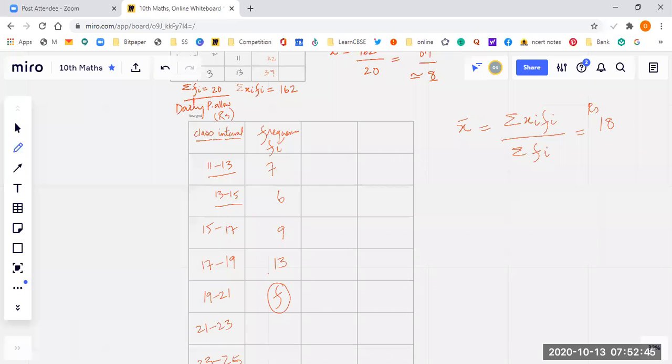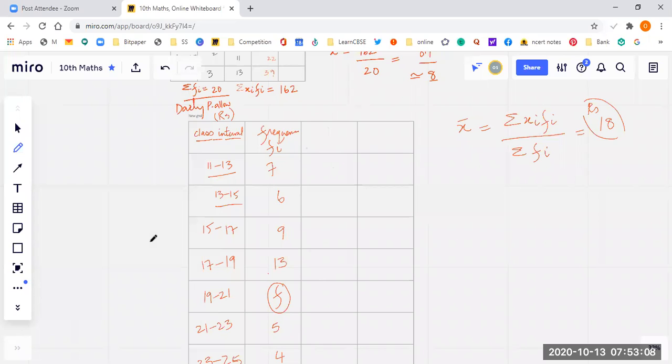Means in this locality, if somebody asks how much money is given to every student, you can roughly say 18 rupees is given to every student. Okay, this is the meaning of mean. Then the frequencies are 7, 6, 9, 13, f, 5, 4. You have to find out f.